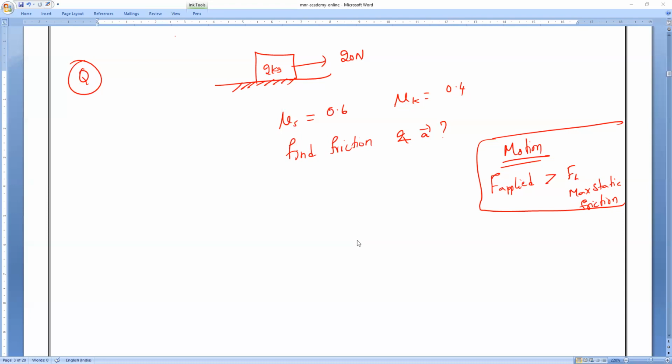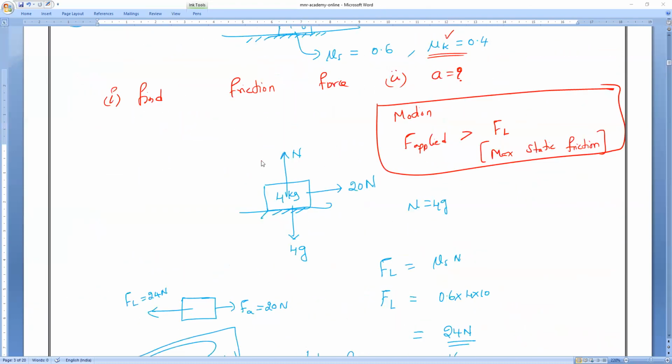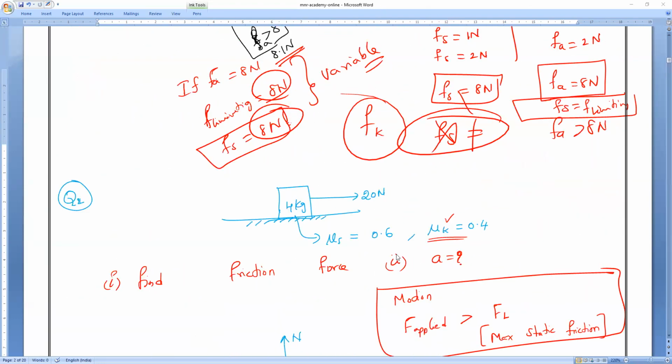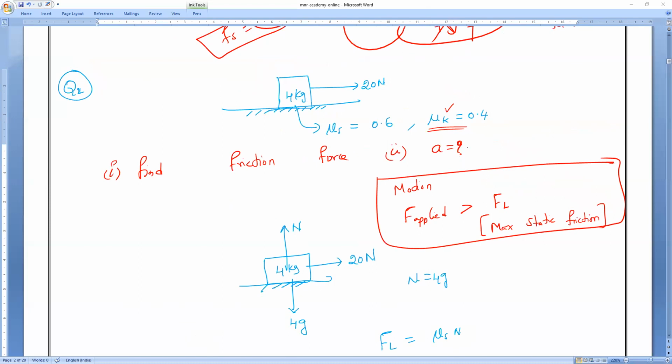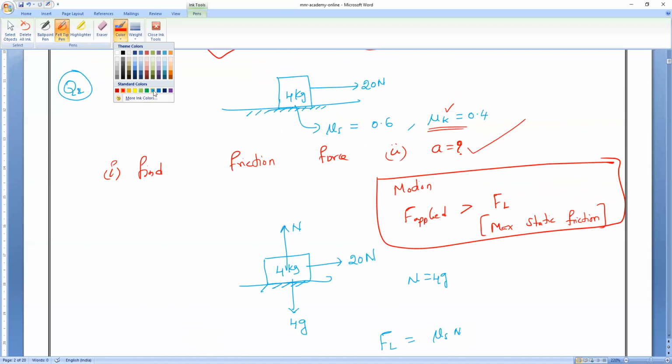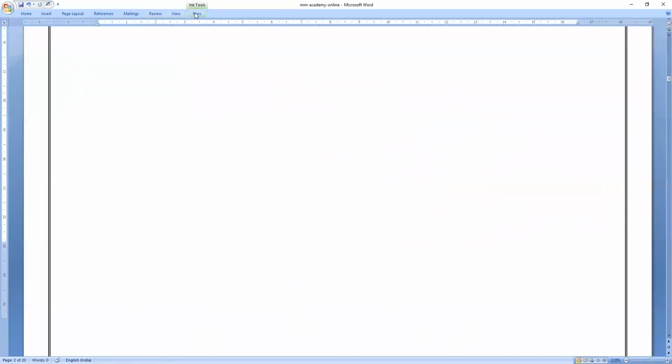So if it is 8 newtons kinetic friction, there will be acceleration also. In the earlier questions, acceleration was there, but here they asked for acceleration. As it is static friction, acceleration is 0. But now we have kinetic friction, so you have to calculate acceleration also. Let us see how to solve it.